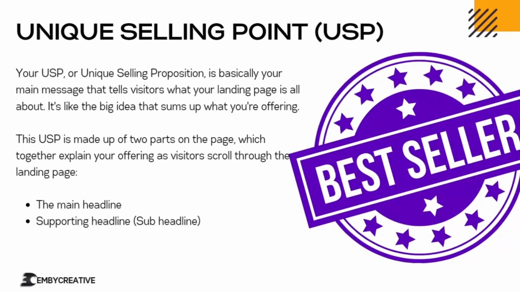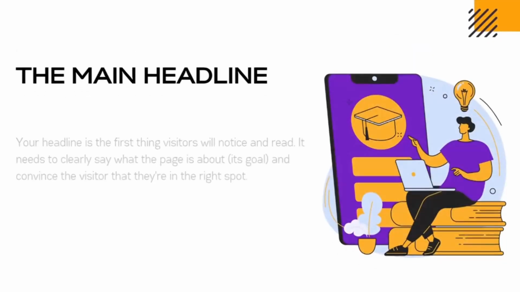So let's talk about this unique selling point. Your unique selling point is basically your main message that tells visitors, this is my landing page, this is what we offer here. It's a big idea that sums up what you're offering, right? Your subheadline is what now extends the main headline of your landing page.